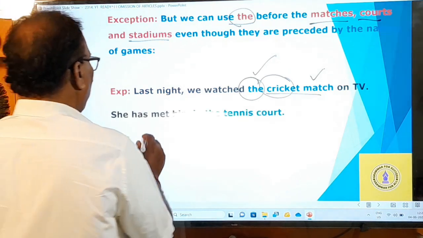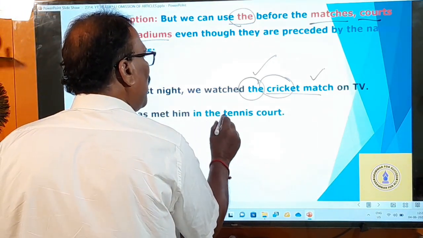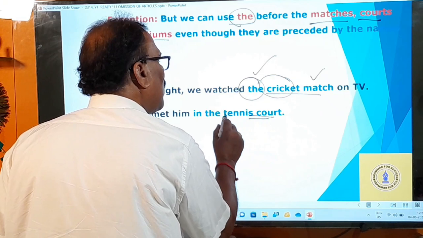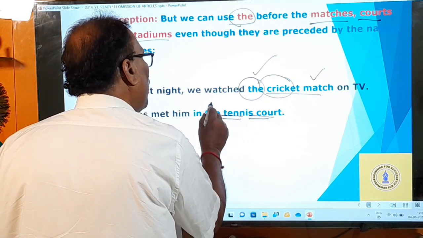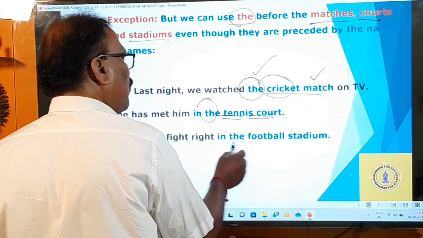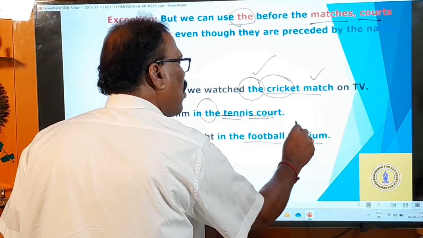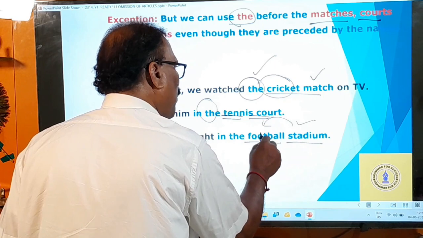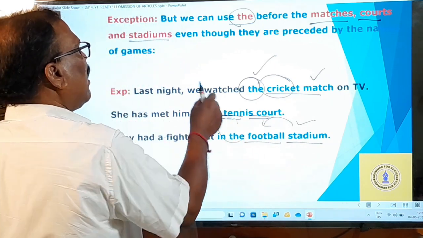And that's why you see, she has met him in the tennis court. Here we are talking about court, not just about tennis. That's why we are using that tennis court. And here they had a fight right in the football stadium. So we are talking about the stadium of football.